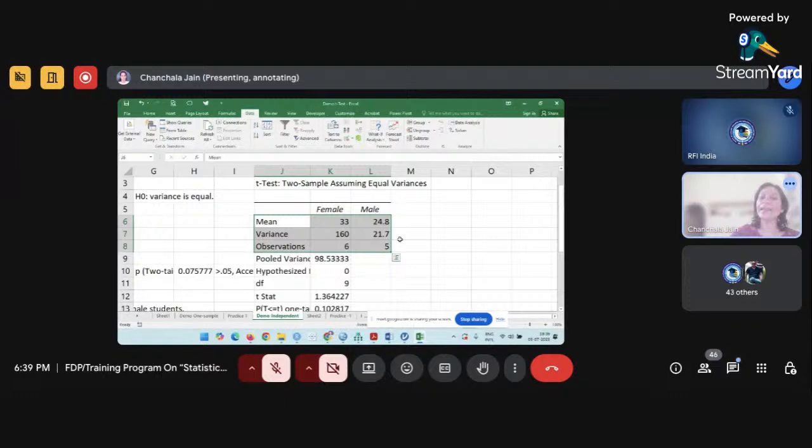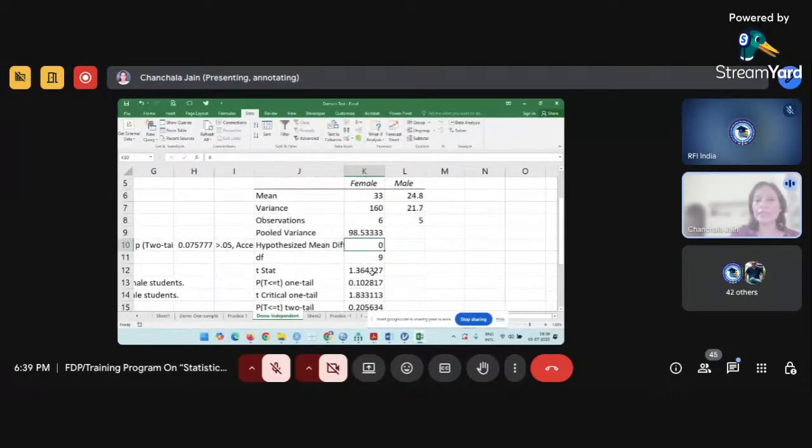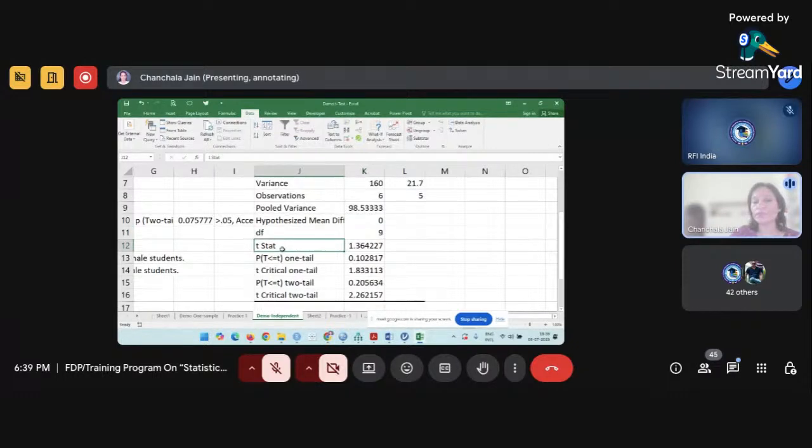Next comes the pooled variance. When we go for equal variances, it gives you the pooled variance value, meaning it combines both the male group and the female group and gives the variance value. Now it is coming as 98.533. We haven't passed any hypothesized mean, so that is why we are getting 0 here. Degrees of freedom will be 6 plus 5, which is 11, minus 2, which is 9. The t statistic value is 1.36.